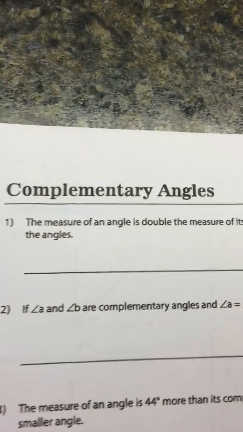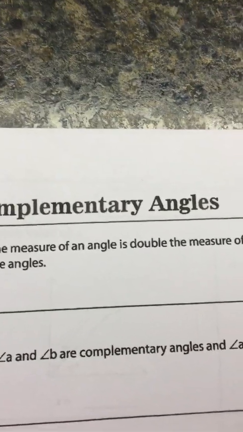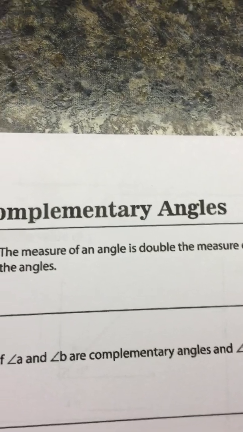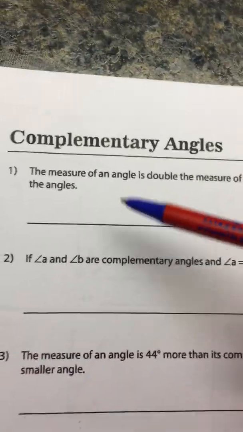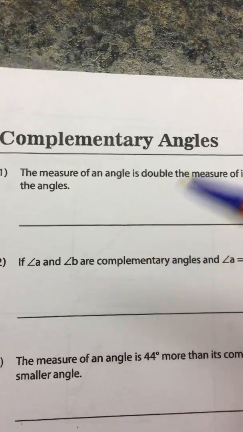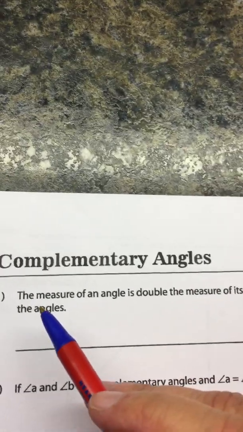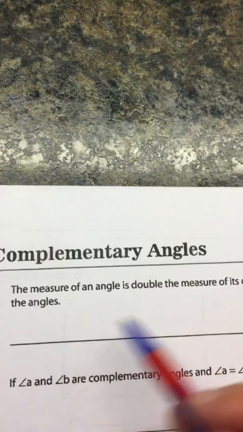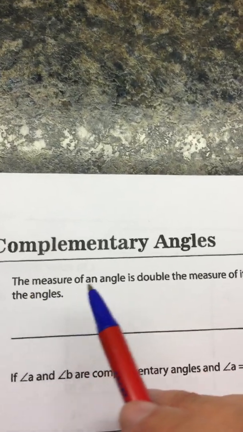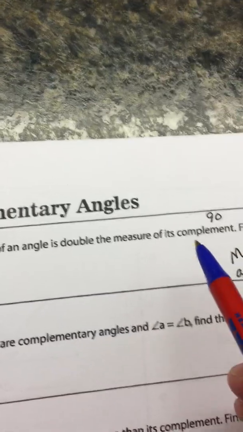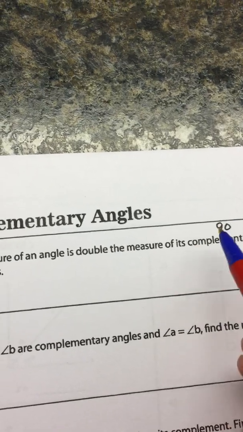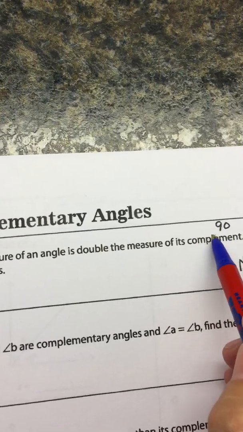So anyway, complementary angles. If they use the words complementary or complement, you know that they add up to 90 degrees. Now on the test, you won't have any of these wordy ones like this. They're going to have pictures and that kind of stuff. But anyway, the measure of an angle is double the measure of its complement. As soon as you see the word complement, you should write 90. They add up to 90 degrees, okay?